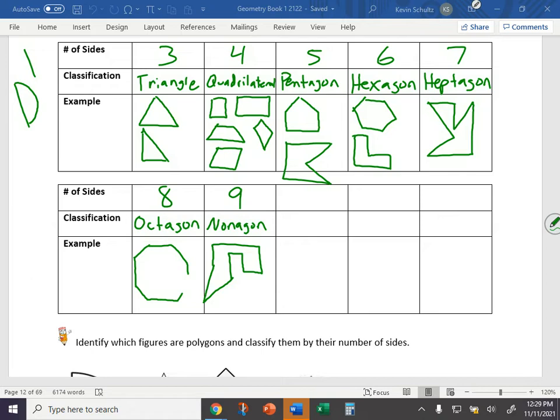10-sided. December, right? Decagon. Okay, 10-sided shape. 1, 2, 3, 4, 5, 6, 7, 8, 9, 10.